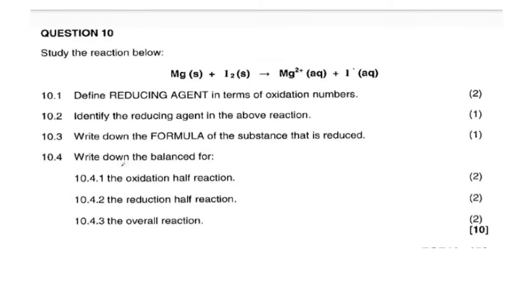So 10.4 says, write down the balanced equation for the oxidation half reaction. The oxidation half reaction, once again, is this one, and then the reduction is this. So oxidation and then reduction. I'll just answer all these questions at once: do the oxidation half reaction, do the reduction half reaction, and do the overall reaction. What is the overall reaction? It's still the net ionic equation. So this is the net ionic equation. Okay, now let's do that.